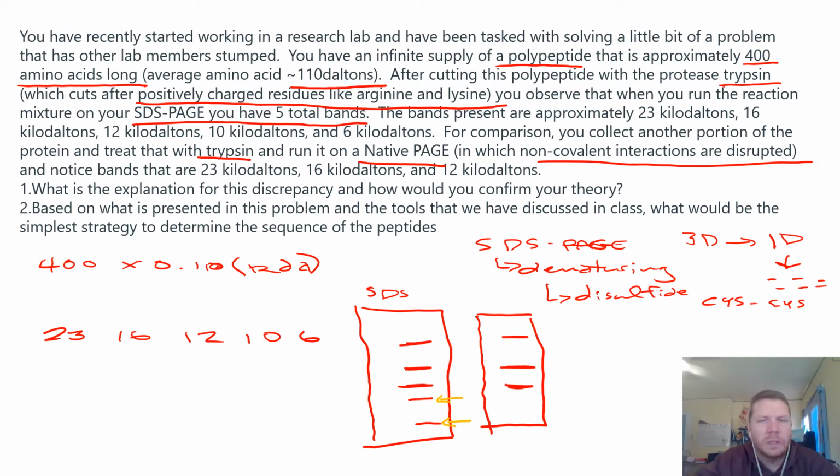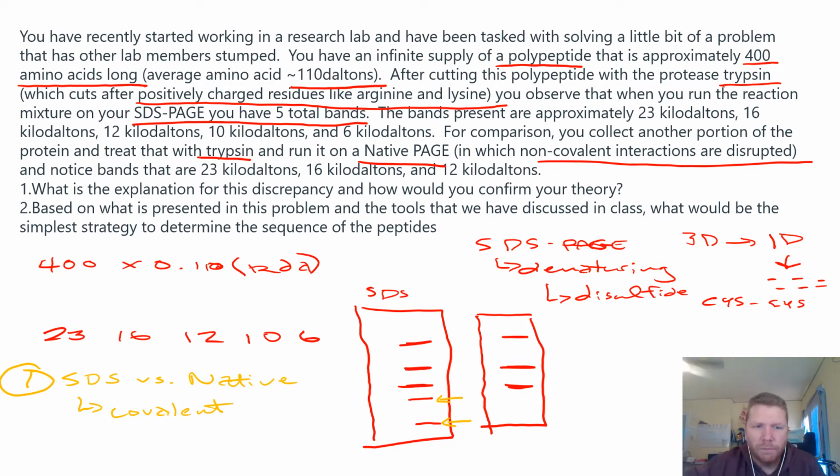Now, what's the significance of that? Well, a 10 kilodalton and a 16 kilodalton band are gone, but let's think about this. What is not happening? So basically, to answer this first question, we're looking at SDS versus native. And the difference between them is the covalent interactions are being disrupted in SDS and not being disrupted in a native page.